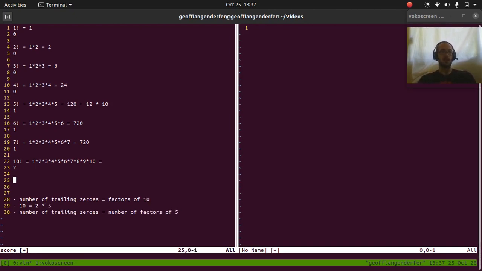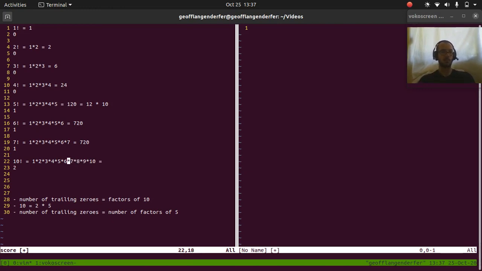Why is that? Because whenever we have a 5 and a 2, we'll have a 10, which is a trailing 0. There are fewer 5s than there are 2s in every factorial because there's at least 1 2 in every single even number. So if we have a 5 but we don't have a 2, we can grab a 2 from the next closest even number. Let me give you an example of that.